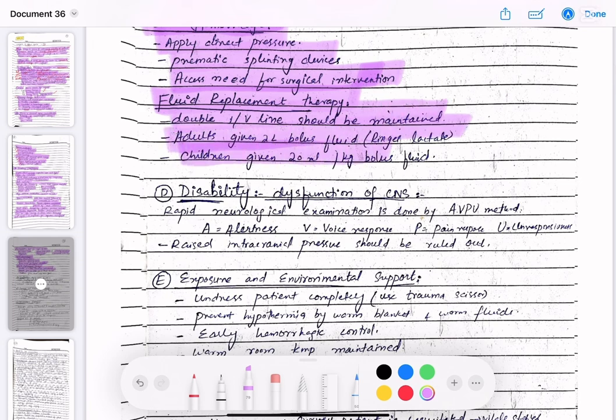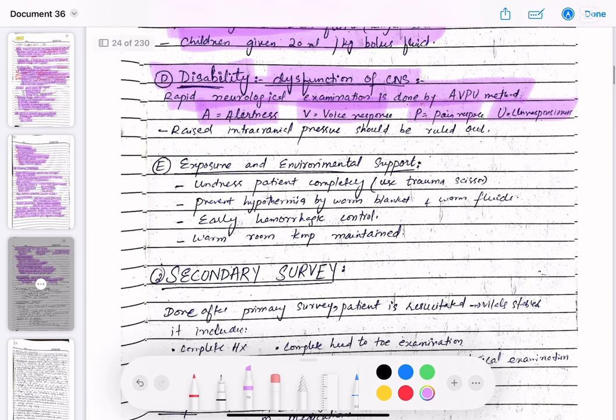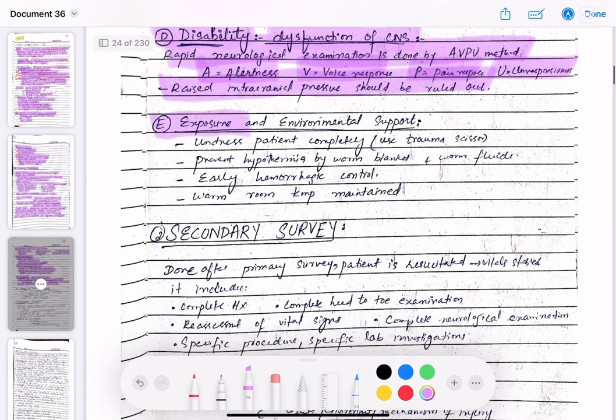For disability, that is dysfunction of the CNS, rapid neurological examination is done by the AVPU method: A, alertness; V, voice response; P, pain response; and U, unresponsiveness. Raised intracranial pressure should be ruled out. Exposure and environmental support: undress the patient completely to look for injuries, and prevent hypothermia by warm blanket and warm fluids.